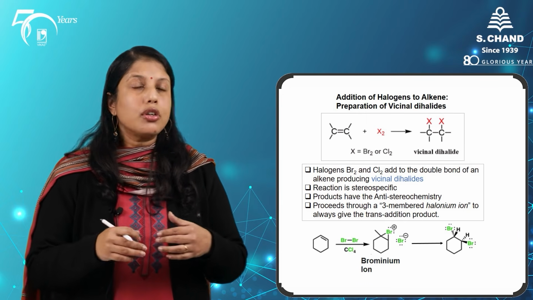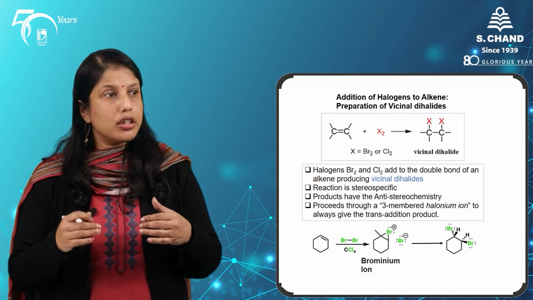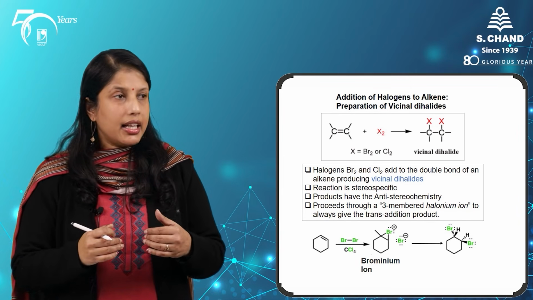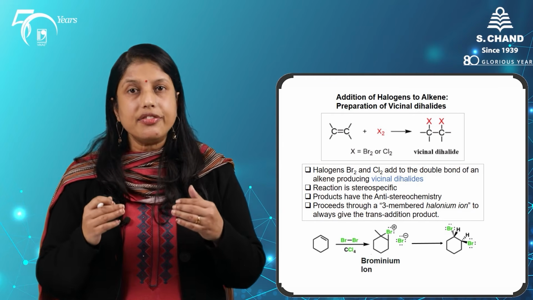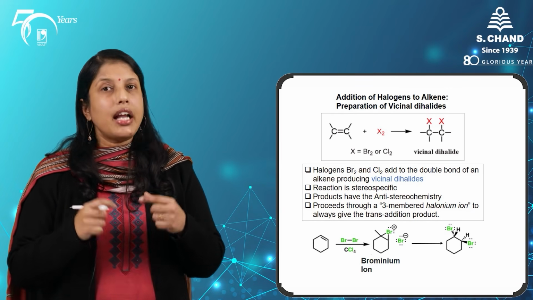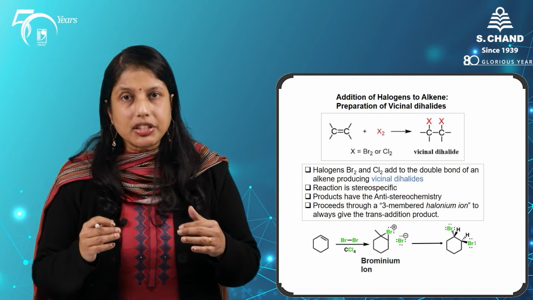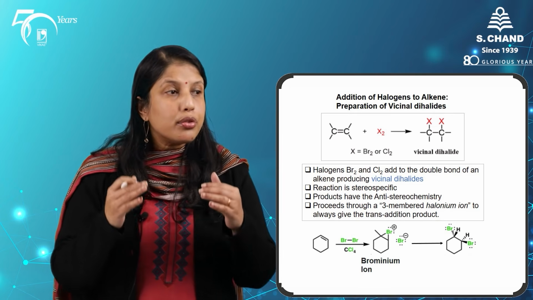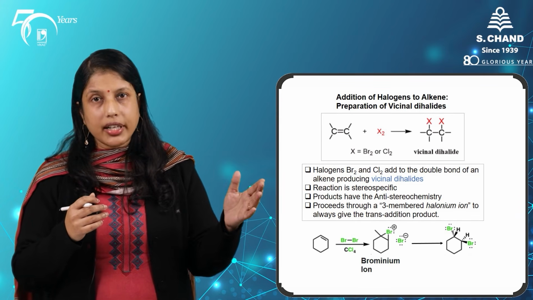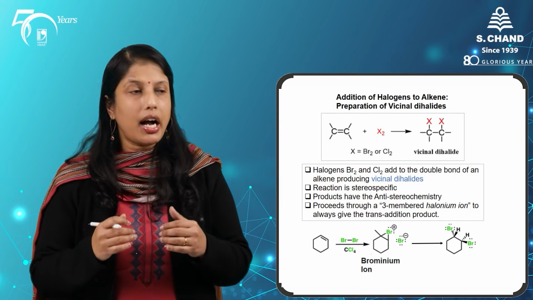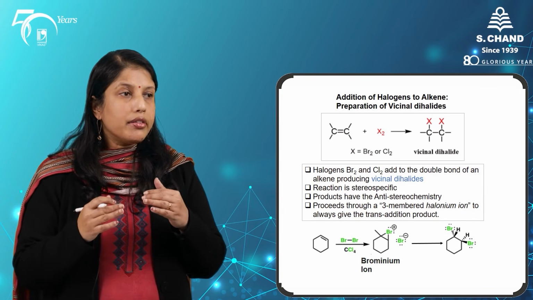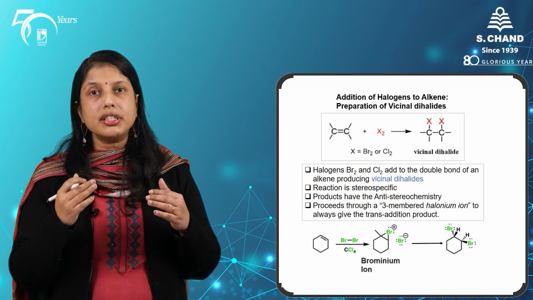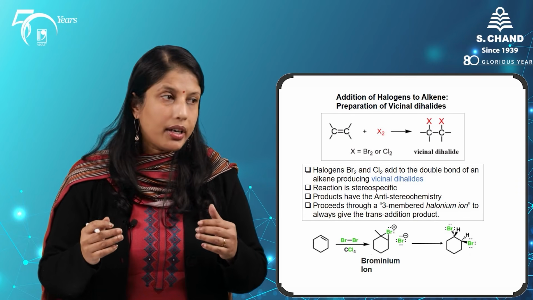Addition of halogens to an alkene also results in the formation of our vicinal or our 1,2-dihaloalkanes. So, the halogens bromine and chlorine will add to the double bond of an alkene to form these vicinal dihalides. Now, if you remember this reaction, it proceeds with anti-stereochemistry through the formation of, for example, here a bromonium ion, and it always leads to the 2 bromines being added to the opposite faces of the double bond.